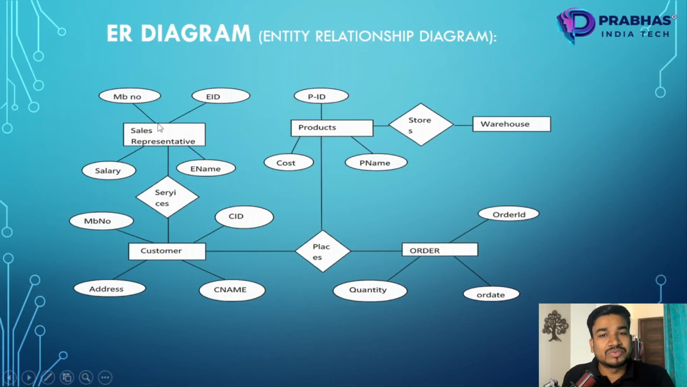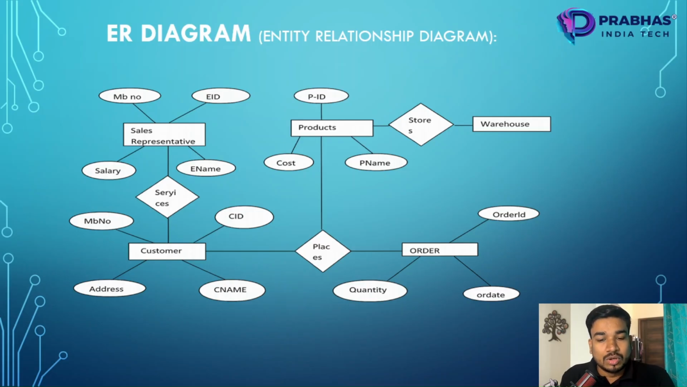In the tables we have attributes. The ER diagram also relates to the attributes; for example, in one of the tables we have mobile number and EID, which are the column names, and we call them attributes. In between two tables we maintain the relation. So here we have services, places, and stores, which tell the relation between those tables. So that is the ER diagram.